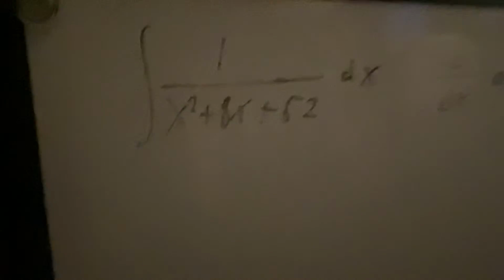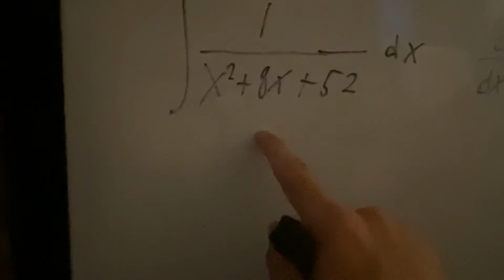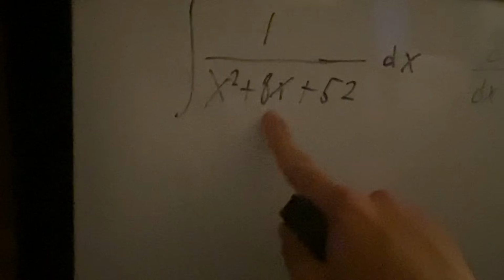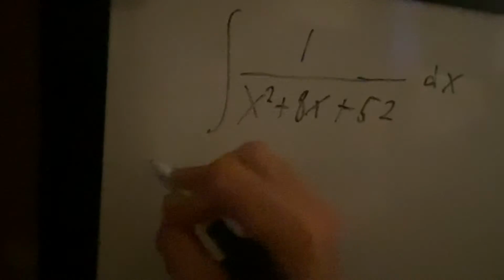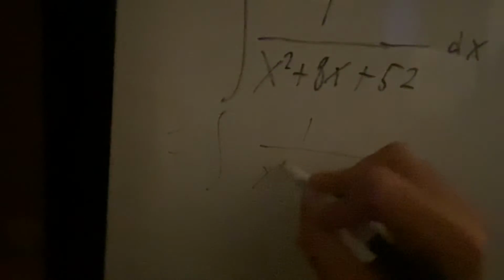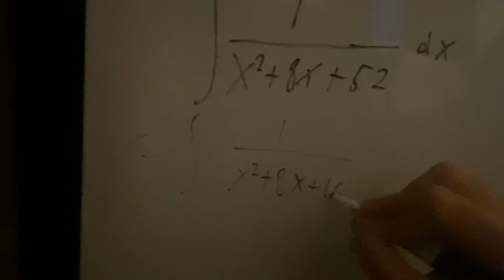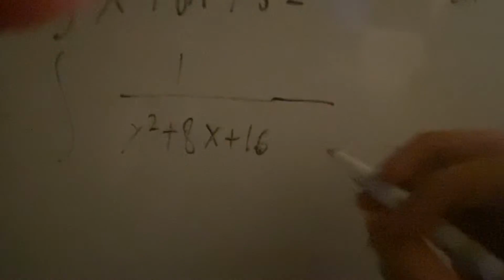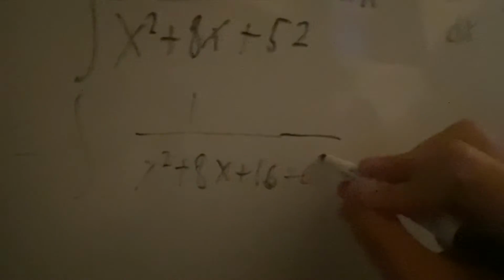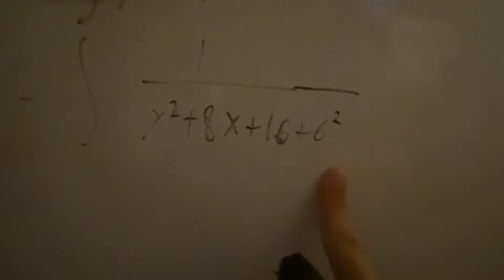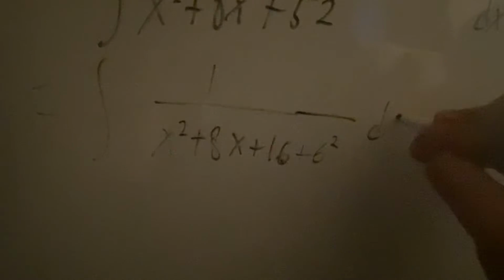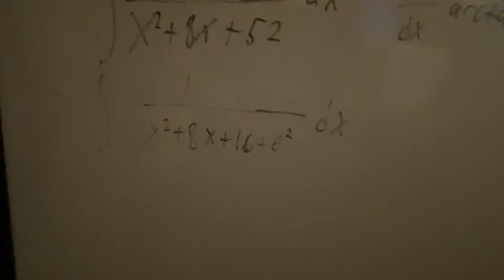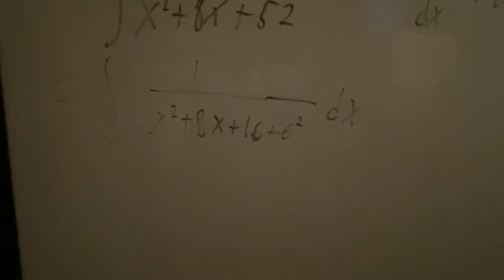And this works out really nicely. The first thing we have to do with the 8x is divide it by 2 and then square that, which is 16. So our new integral is going to be 1 over x squared plus 8x plus 16. Now we have to write minus 16 and plus 52, but that just works out to plus 36. And for the sake of simplification, 36 is the same thing as 6 squared. Never forget the dx. Okay, so we're one step closer to our answer.